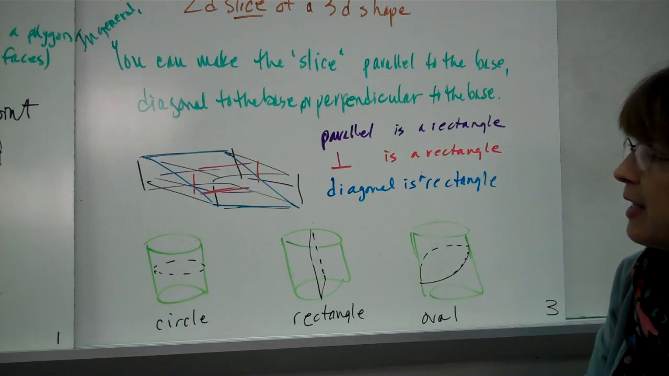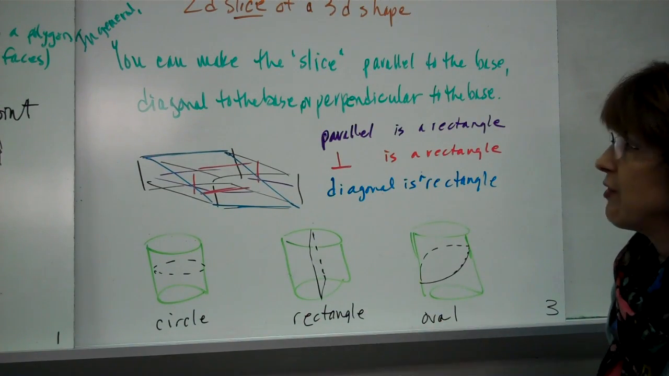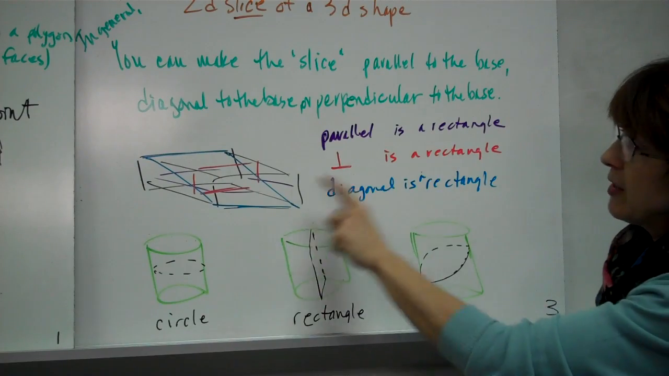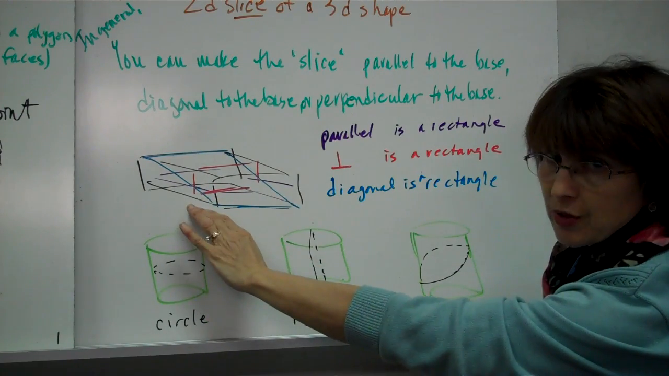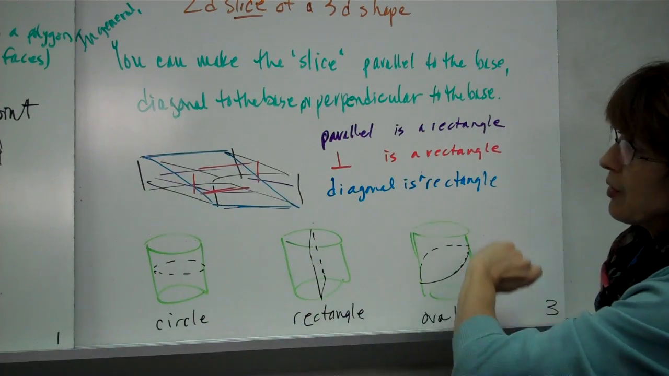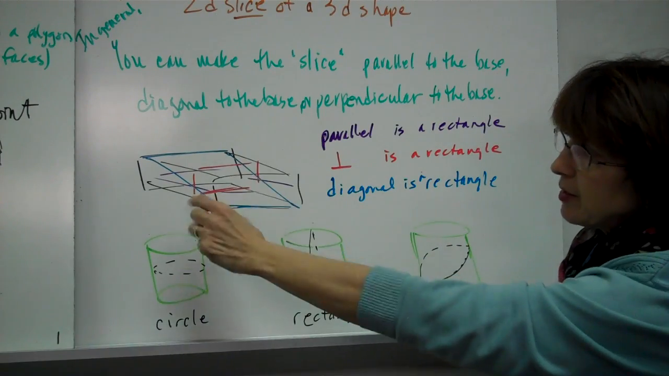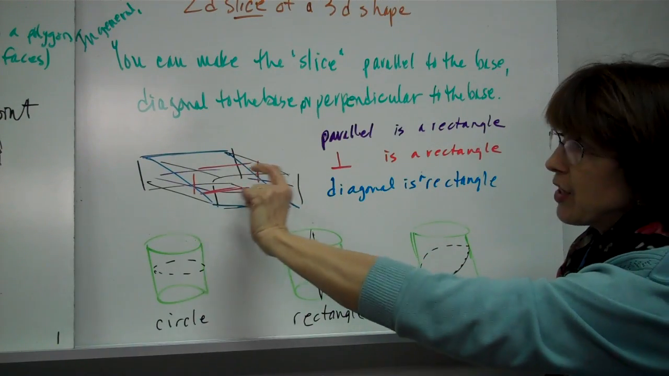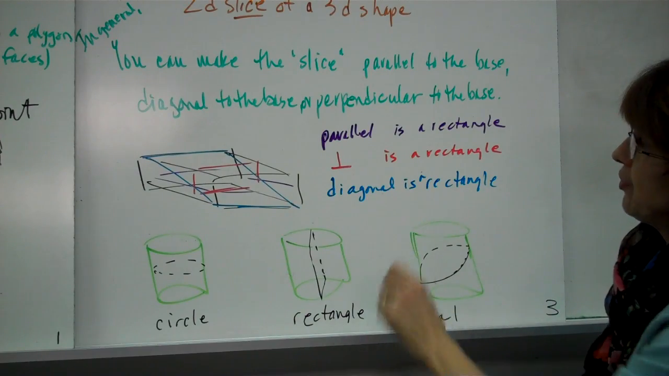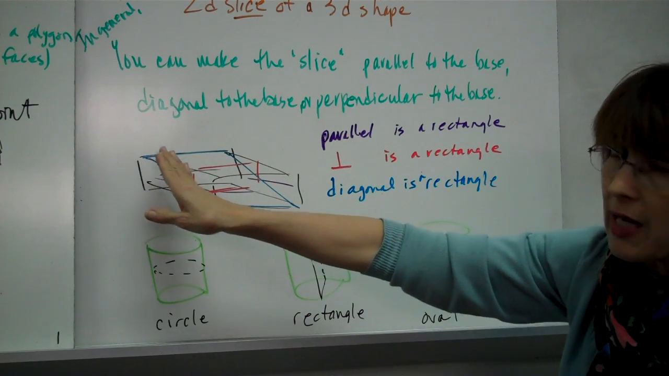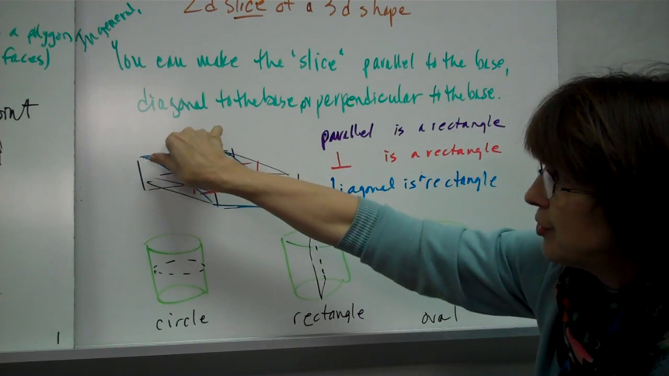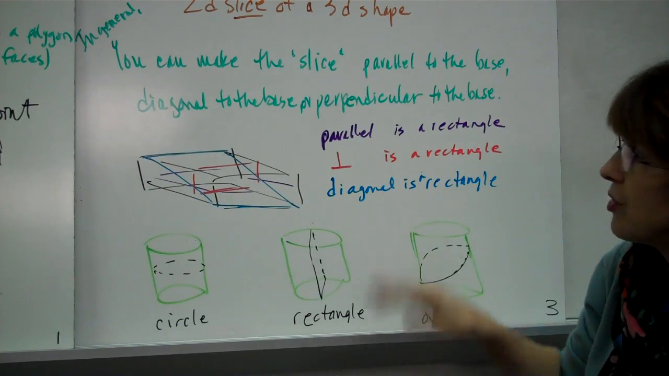So I did a couple examples. And again, this is hard to see, so that's why we're going to do a lot of it in class. Okay, the purple is parallel to the base. This is a rectangular prism. So parallel to the base is just going to be a rectangle. If it's perpendicular to the base, it'll be a different kind of rectangle, a different shape, but it will still be a rectangle. If you do it diagonally, there's lots of ways to do it diagonally, but one way is to go from the top two corners to the bottom two corners, and that would still be a rectangle.